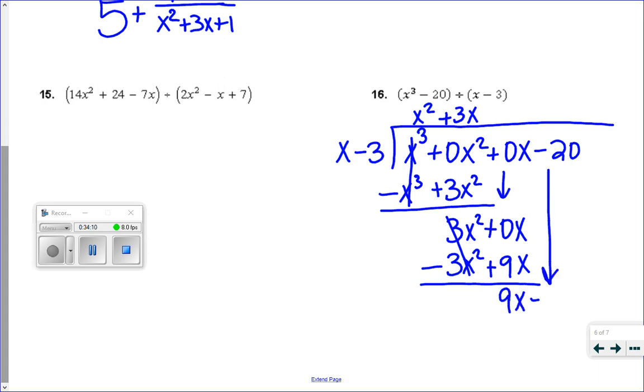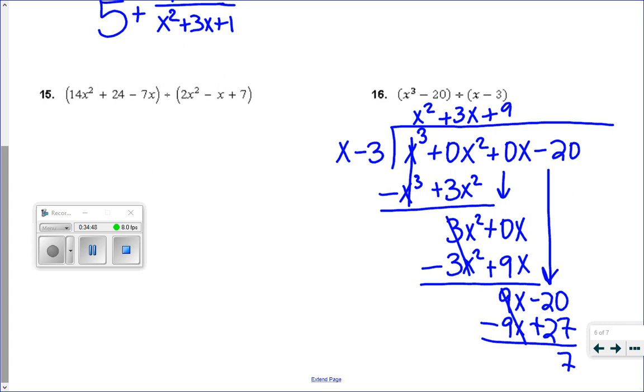Bring down the next term. Do it again. X times what gives us a 9x? Well, that would be times 9. So we'll do that. 9 times x is 9x. 9 times negative 3 is a negative 27. Then we drop our line and subtract both of those, which changes just the signs, and then combines. The 9x's cancel as they should. Negative 20 and a positive 27 give me just a 7. And that is my remainder, because I don't have any more numbers to bring down, and x does not go into 7. So that is my remainder.